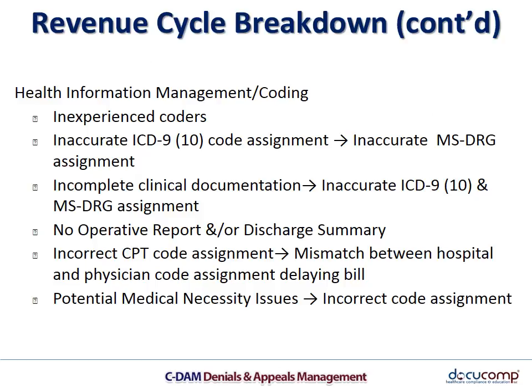At the health information management and coding level, if we have inexperienced coders that are not processing the medical record documentation appropriately and assigning inaccurate ICD-9 or 10 code assignments, it leads to inaccurate MS-DRG assignment, leading to inaccurate or inappropriate reimbursement. If there's no operative report or discharge summary, it's difficult to capture the entire encounter appropriately, leading again to incorrect CPT code assignment or ICD code assignment, supporting a mismatch between hospital and physician code assignment, which delays the bills. There could also be potential medical necessity issues, all leading to incorrect code assignment.